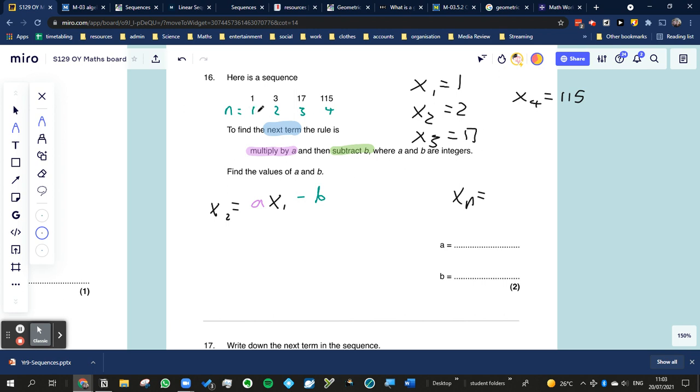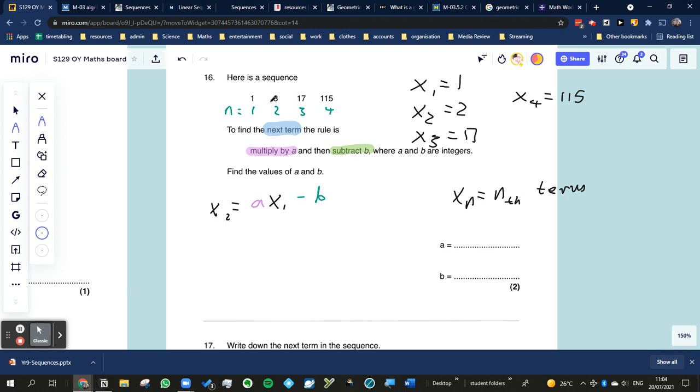So this is the first term, this is the second term, this is the third term, and this is the fourth term. The n refers to which term it is. So 1 means it's the first, 2 means it's the second term, and so on. So xn would be the nth term. If n was 1, then x1 means the first term. And the first term you can see is 1.